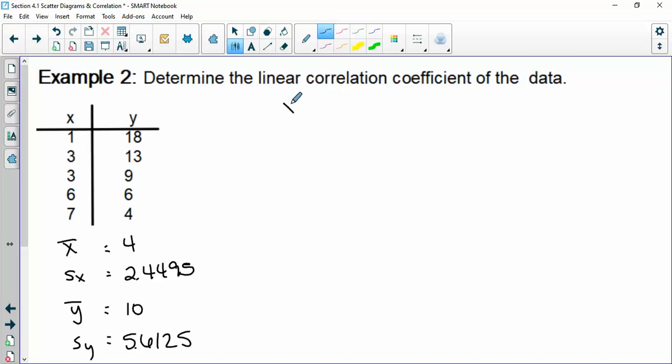So then if we are going to find our correlation coefficient, we have to do this calculation for each.